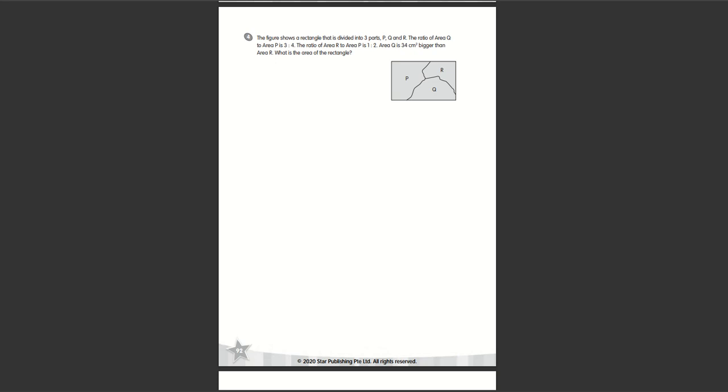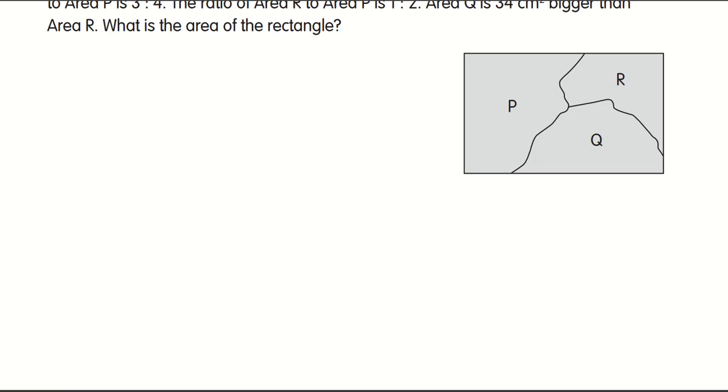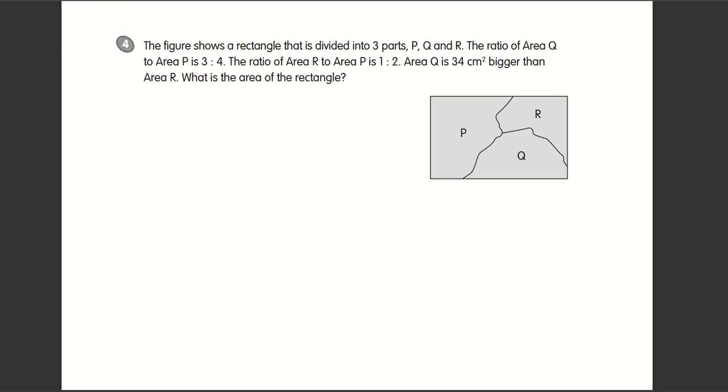Right, here we are at page 92 of our workbook. This is the topic on ratio. We are looking at ratio of three quantities. You can see in this question, we have a word problem on question number 4 involving three parts P, Q, and R in this figure, where the rectangle is divided into three parts here. So you have P, Q, and R as the three parts.